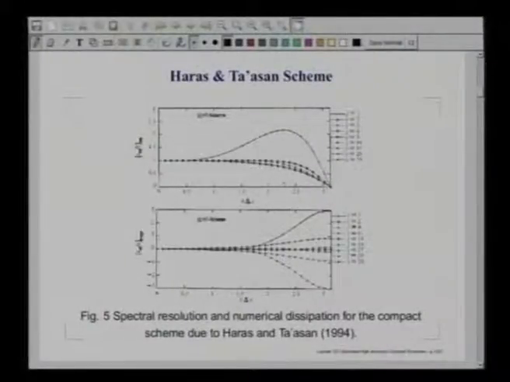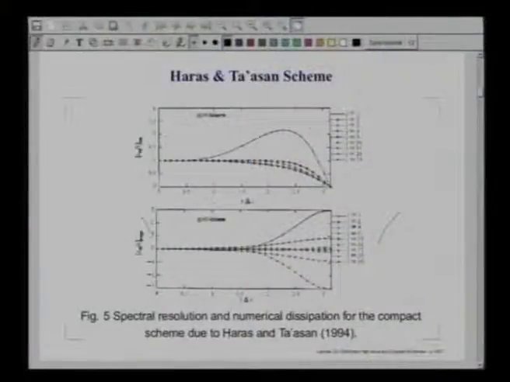The rest of the points provide quite satisfactory accuracy. However, when you look at the imaginary part here, this is where we have a serious problem. What we really want to do is introduce this imaginary part so that it works like a diffusion, dissipation.